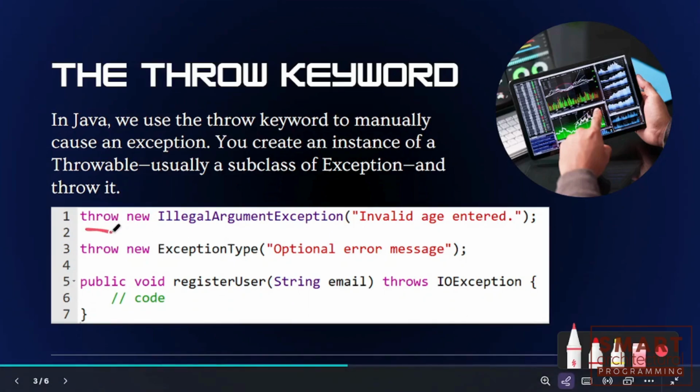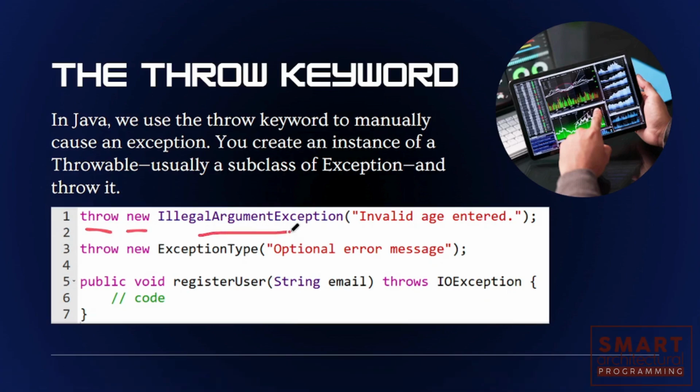So here we say throw new IllegalArgumentException("Invalid age entered"), that is, throw new ExceptionType with an optional error message. Then void registerUser, so on and so forth, throws IOException. So you throw these errors to make sure you know where your code might have broken, but also make sure that it keeps on running as well. Next thing you need to understand is that once a throw is encountered, the rest of the method doesn't continue. And if you're throwing a checked exception, you'll need to declare it with the throws keyword.